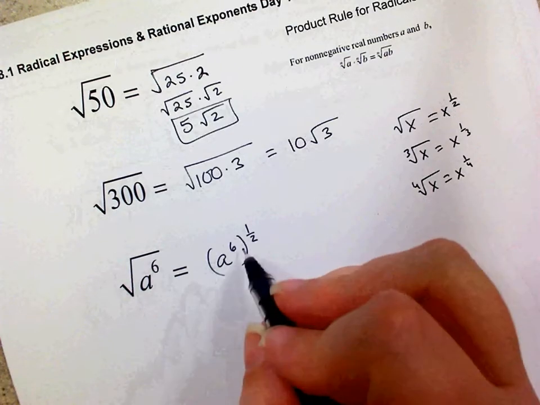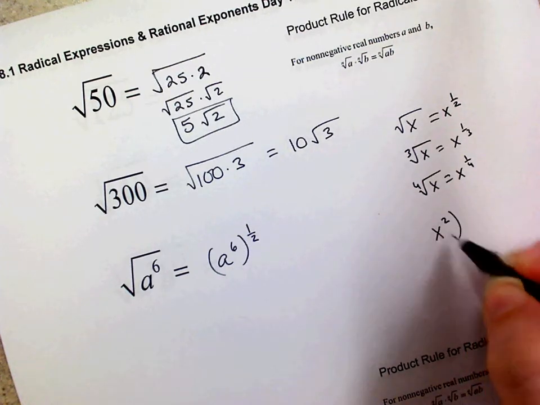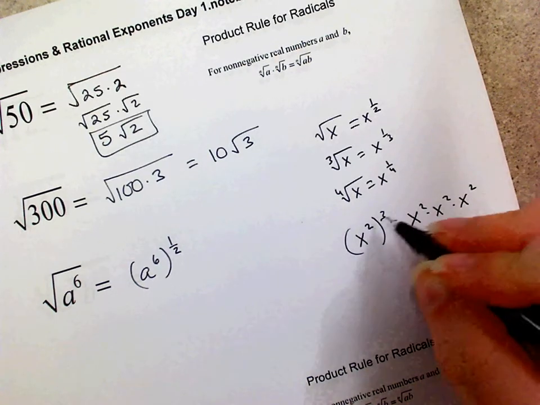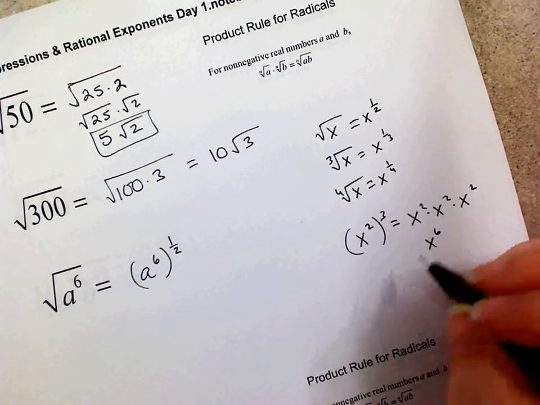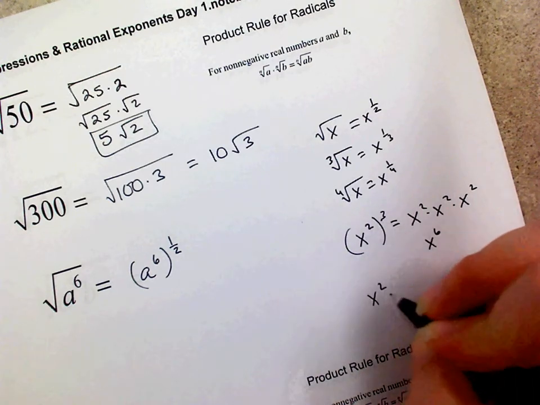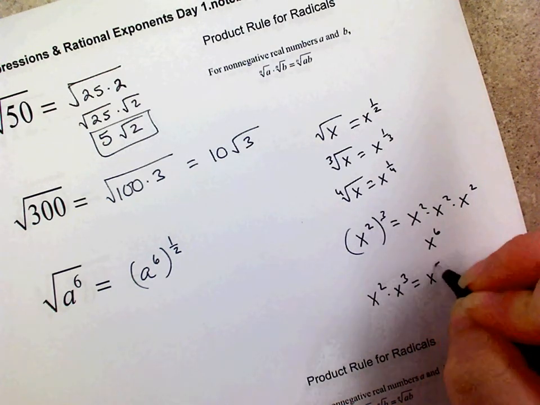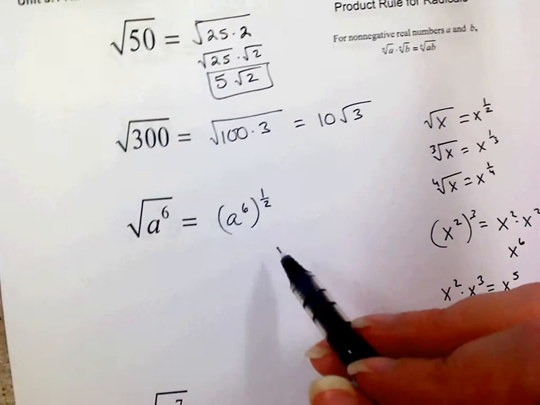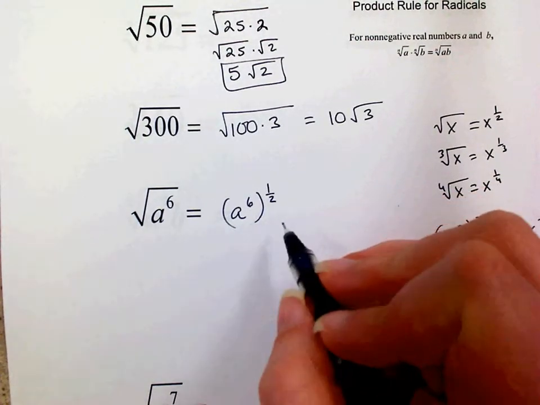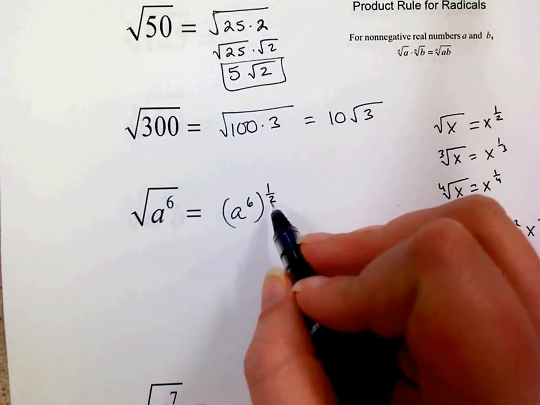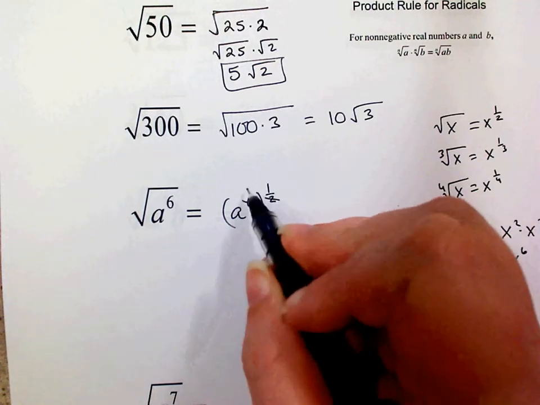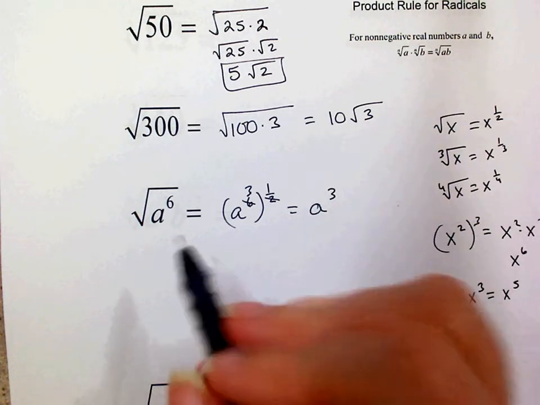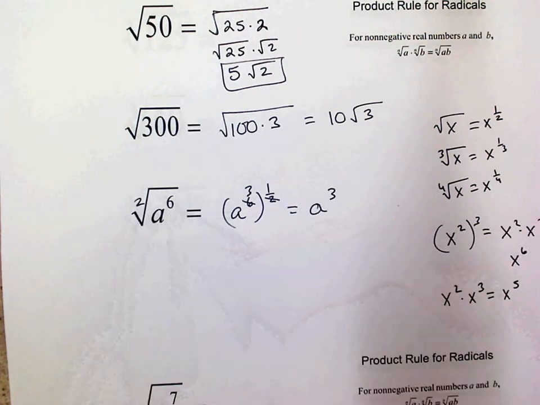So if I'm saying x squared cubed, then that is x squared times x squared times x squared, because it's being cubed, which is x to the 6th, which is the same thing as saying 2 times 3, versus x squared times x cubed, which is x to the 5th. That's when we add. So this is when you multiply, this is when you add. Right here, this is a multiplication situation. So 6 times 1/2 is the same thing as 6 divided by 2, which is 3. So a cubed. Basically just ask yourself, how many times does the root go into that?